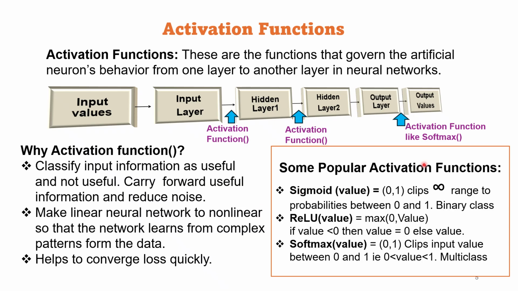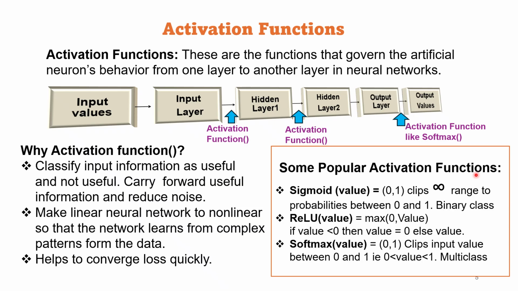Now coming to the types of activation functions. The most popular activation functions are sigmoid, ReLU, and softmax, and also tanh. Sigmoid activation function reduces outliers in the data without removing them. Infinity values are converted to range between 0 and 1. Sigmoid value is clipped between 0 and 1.